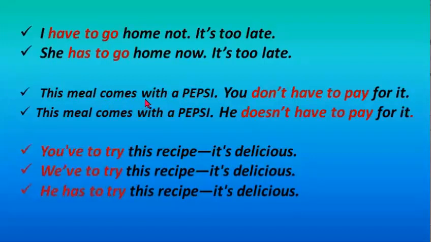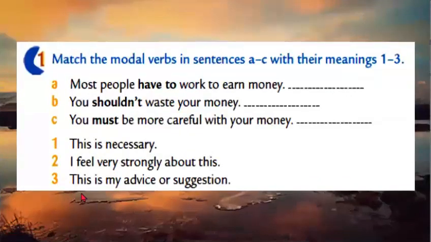This meal comes with a Pepsi. You don't have to pay. It's complimentary. You don't have to pay. This meal comes with a Pepsi. He doesn't have to pay. He doesn't, but you don't. You have to try this recipe. It's delicious. We have to try this recipe. It's delicious. He has to try this recipe. It's delicious. You have to, but he has to. Okay, this is about has to and have to.